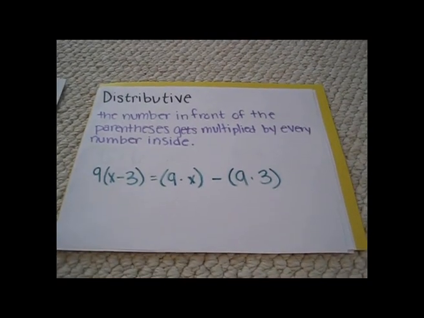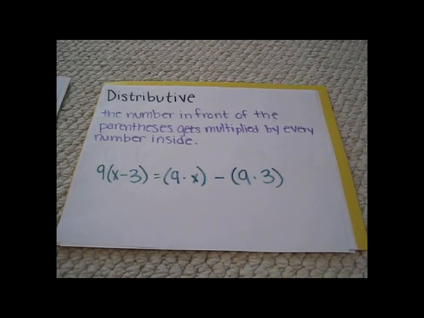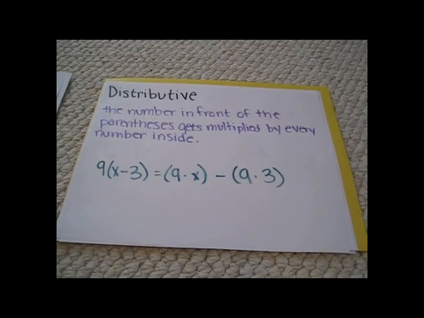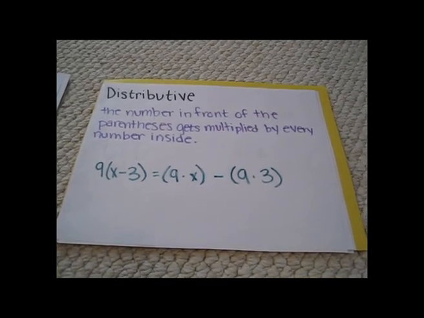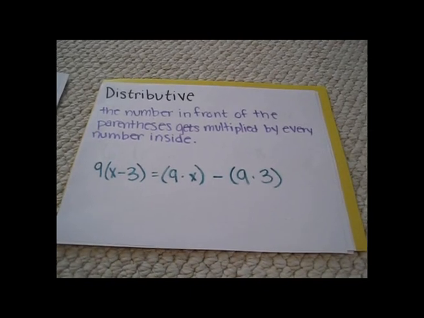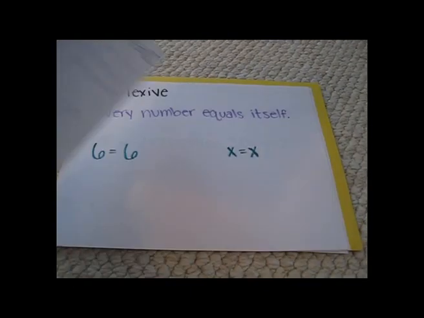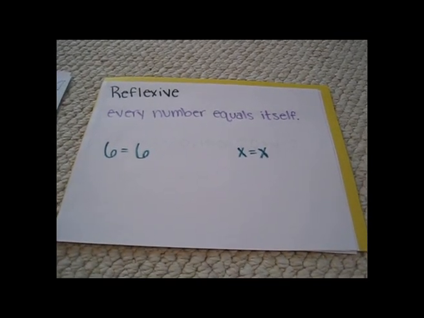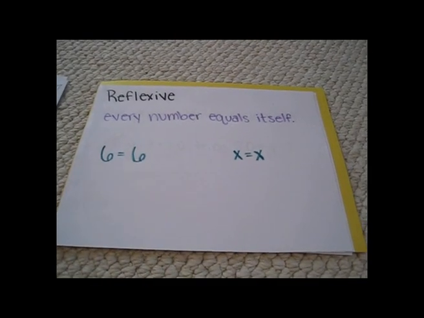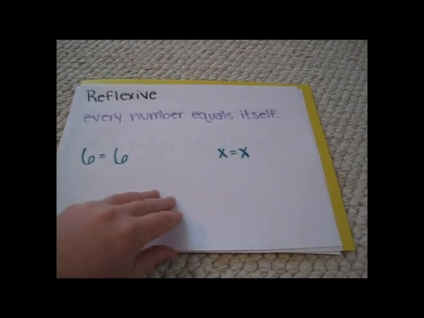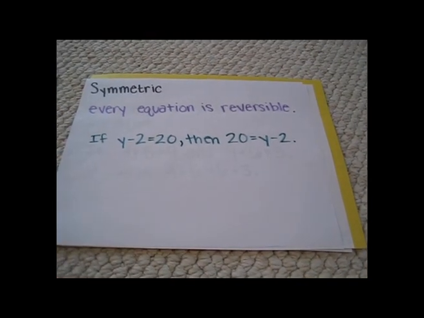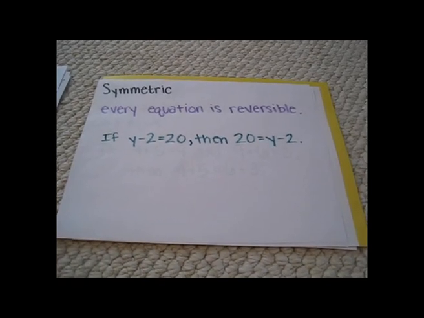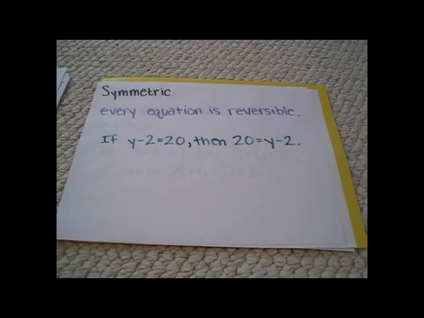The distributive property is where the number in front of the parentheses gets multiplied by every number inside. So 9 times the quantity of x minus 3 is the same as the quantity of 9 times x minus the quantity of 9 times 3. The reflexive property says that every number equals itself, which is pretty much common sense. 6 equals 6, x equals x, you get the picture. The symmetric property is where every equation is reversible. So if y minus 2 equals 20, then 20 equals y minus 2.